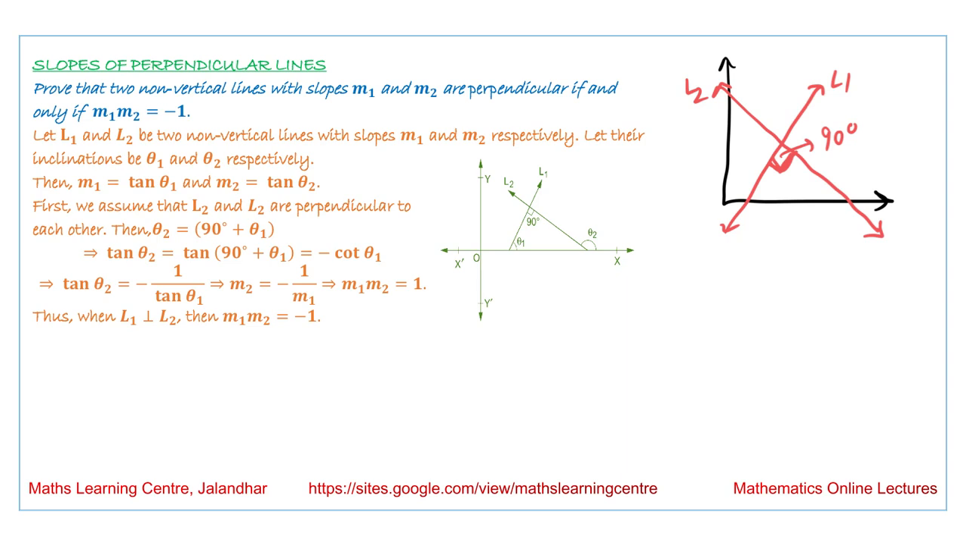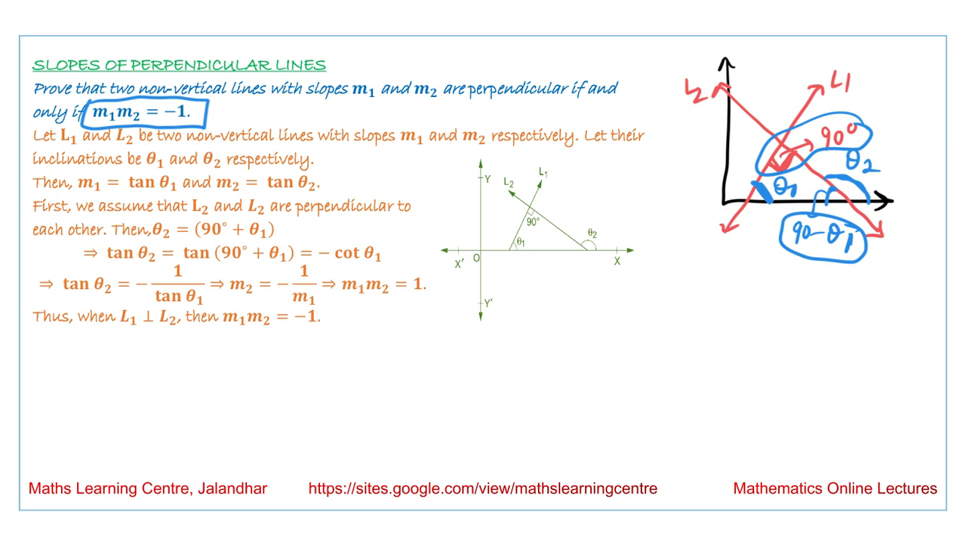Then we have to prove that m1 into m2, the product of the slopes of these two lines, is equal to minus 1. So we are saying if this angle is theta 1, then this angle is theta 2, and this angle is 90 minus theta, because this angle is given to be 90 degrees.